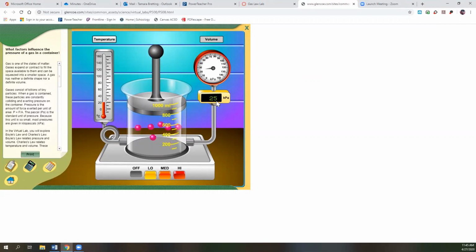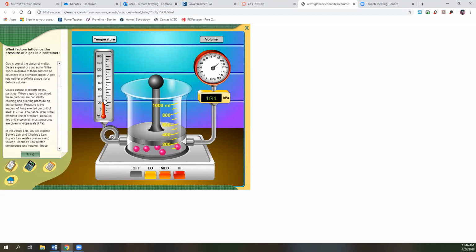I'm going to decrease my volume to 800 milliliters, and that affects my pressure to 25. My gas particles are colliding more. Down to 600 milliliters, and now we have a pressure of 33 kilopascals. At 400 milliliters, we are at 50 kilopascals. And at 200 milliliters, they're colliding a ton because they're squeezed into this tiny little space, and we're at 101 kilopascals.